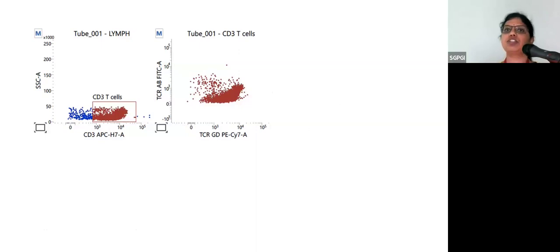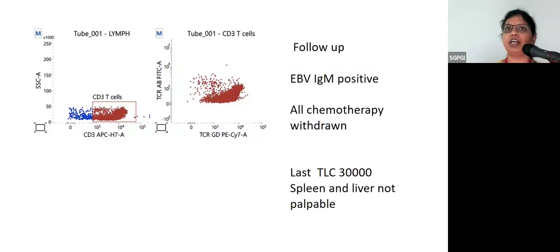The clinicians stopped all chemotherapy for this patient. So the patient visited us in October. In November, the flow was repeated, and since then all chemotherapy was withdrawn because there was no documentation of it being a T-ALL. And the virology showed positivity for EBV IgM. And since November, the patient has just been kept on follow-up with systemic antibiotics and all. The last TLC around 2 weeks back had a count of 30,000, and the spleen and liver are not palpable now. So what do you say?